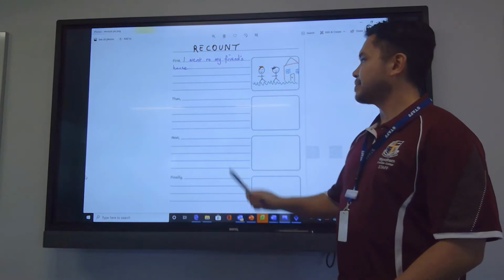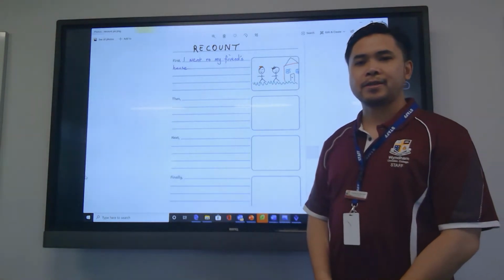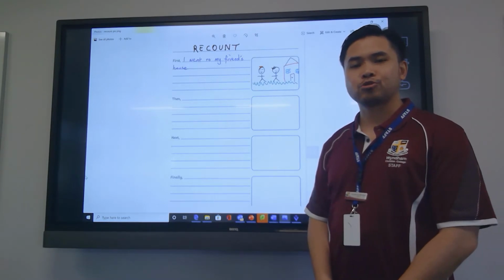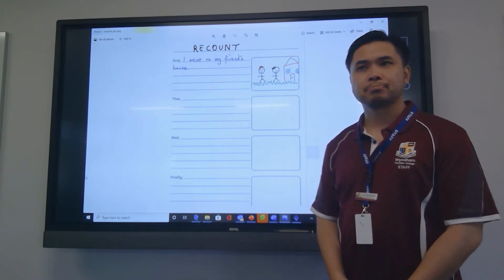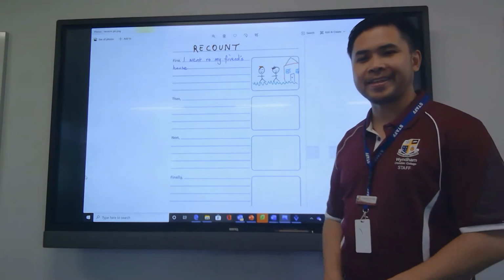And then after that, you should have a recount that is sequential, and hopefully it has good punctuation. Remember your punctuation, don't forget that, okay kids?